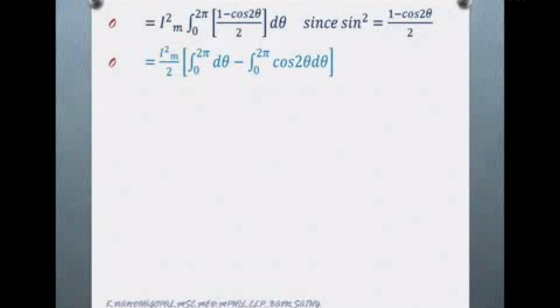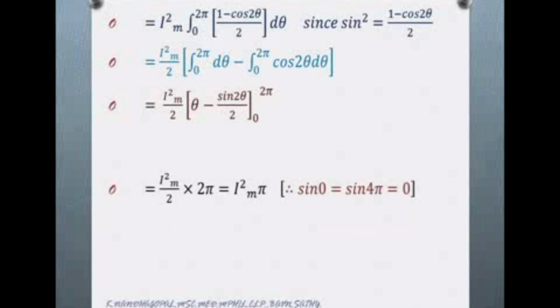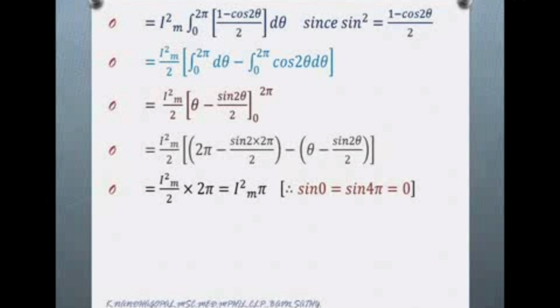Now you can separate that single integration into two integrations: 1 into d theta, and minus cos 2 theta divided by 2. You can take out the 2 as a common factor, so I square m by 2, with the remaining two integrations: 0 to 2 pi d theta minus 0 to 2 pi cos 2 theta d theta. The integration of d theta is theta, and cos 2 theta integrates to sin 2 theta divided by 2. Now substitute the upper limit and the lower limit. Sin 4 pi equals 0 and sin 0 is also 0, so those terms become 0.